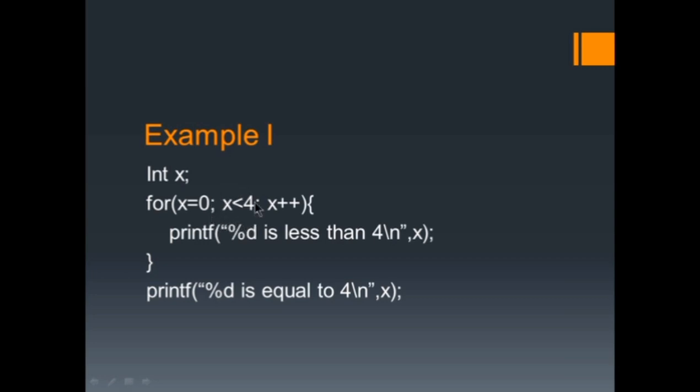If x is less than 4, it checks whether x is actually less than 4, because 0 is less than 4. So this will print "%d is less than 4\n", x. The %d indicates an integer variable. So x has its own value, the initialized value 0. So 0 is less than 4, and \n is a new line character, as a new line and the value of x. This means 0 is less than 4. It will be printed once.